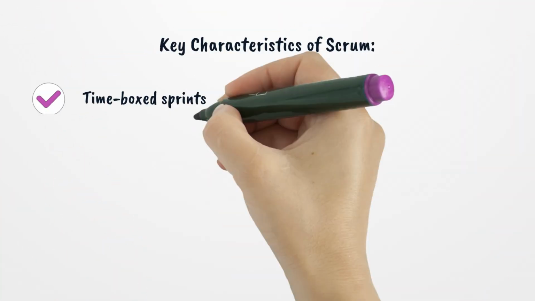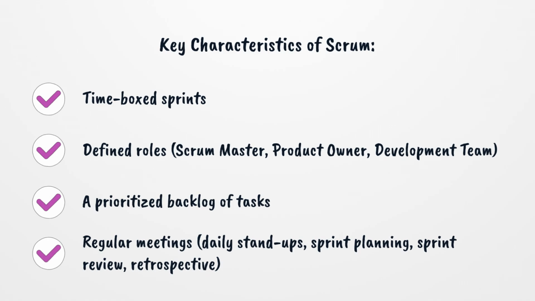Key characteristics of Scrum. Time-boxed sprints. Defined roles, Scrum Master, Product Owner, Development Team. A prioritized backlog of tasks. Regular meetings, daily stand-ups, sprint planning, sprint review, retrospective.